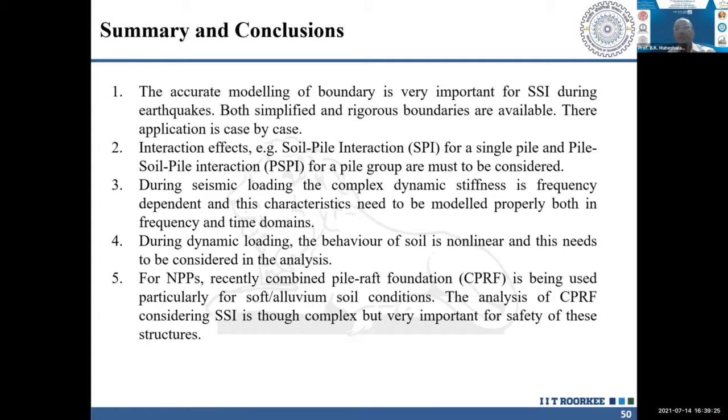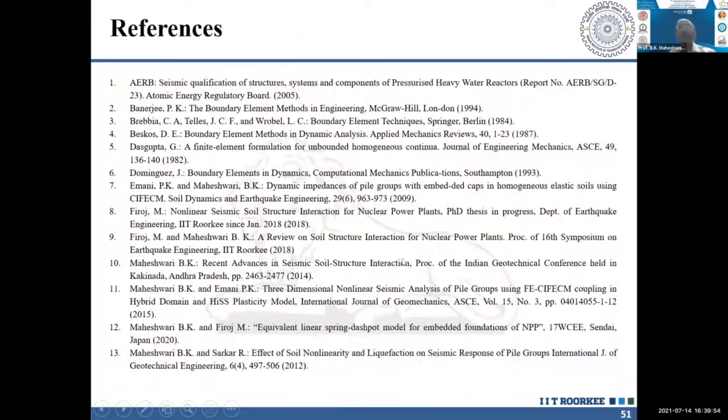During seismic loading, the complex dynamic stiffness is frequency dependent. So whether we work in time domain or frequency domain, we need to understand that soil has frequency dependent characteristics. Behavior of soil is nonlinear, that needs to be considered. And for NPPs, because the combined pile raft foundations are being used, particularly for soft or alluvium soil conditions, the analysis of CPRF considering SSI is complex but very important for safety of these structures.